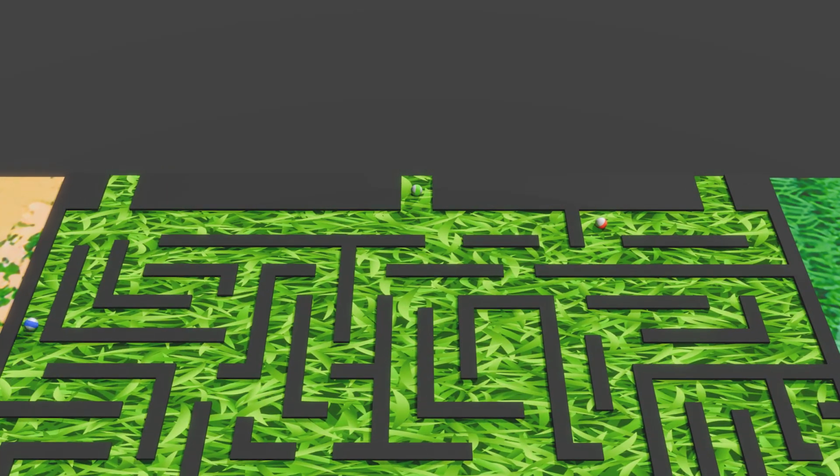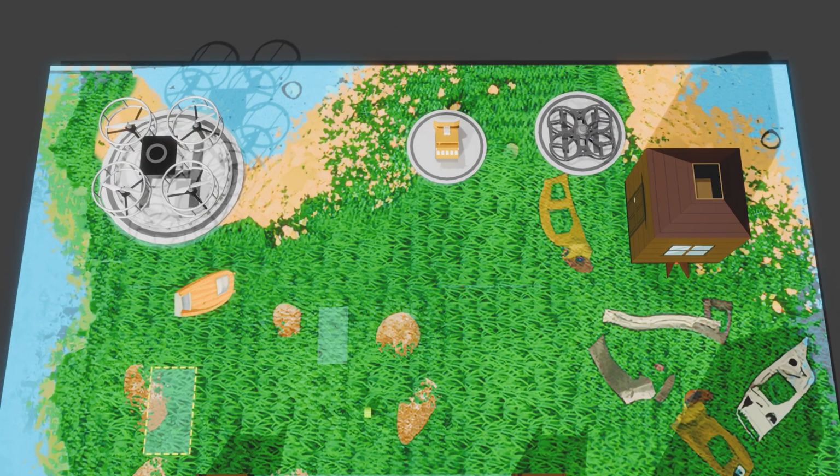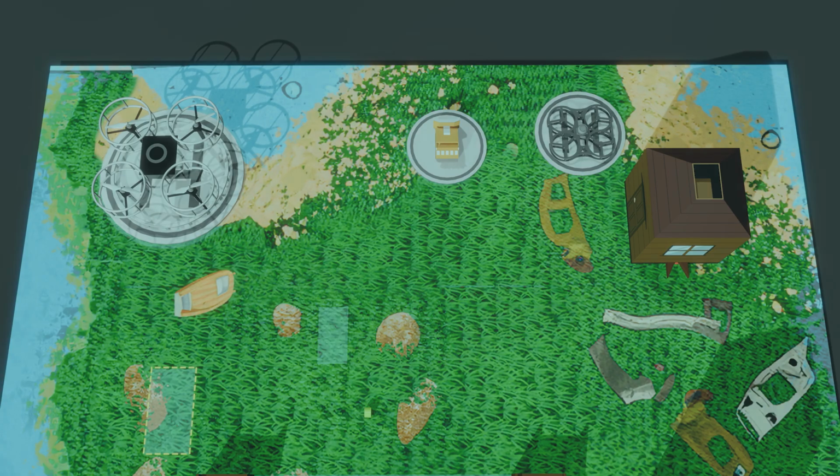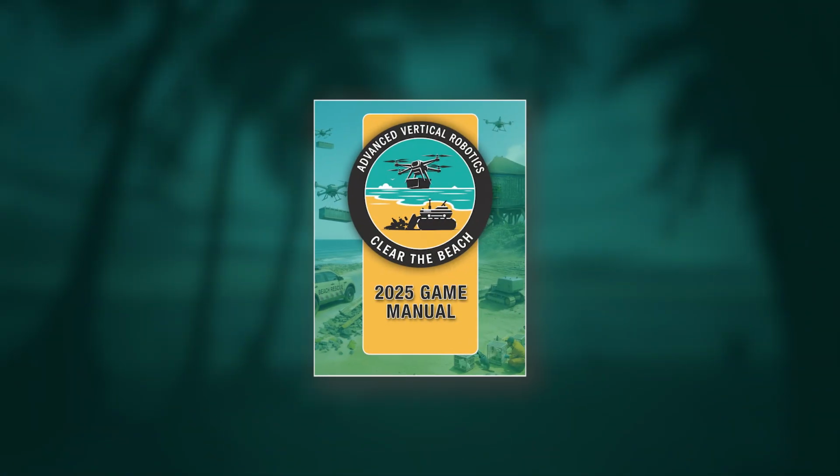For the final mission, teams can earn extra points for returning all loaded dumpsters to the barges, returning the beach patrol Spheros back through the maze, and by returning the AVR, DEXI, and rover to their starting locations. Be sure to review the game manual for detailed rules, point values, and guidelines.